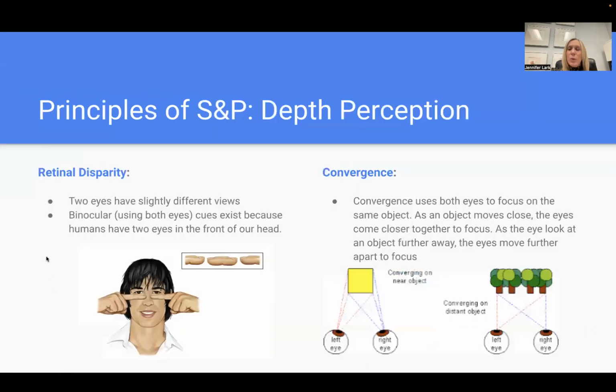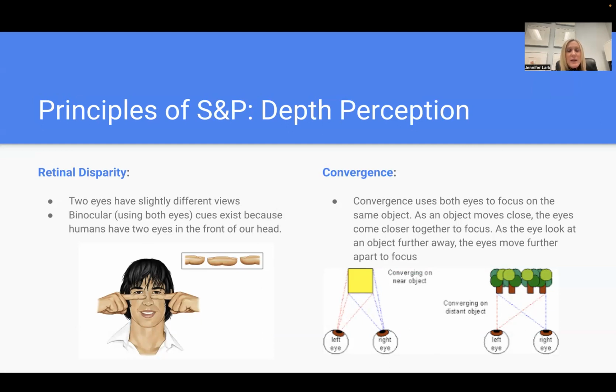Moving forward, we talked about how important depth perception is. If we saw the world in 2D, that would be a problem for us, right? We would fall off curbs, we would have a lot of problems. And so retinal disparity and convergence are two terms that help us understand how we're able to see depth based on having two eyeballs, all right? Retinal disparity is the idea that each of our two eyeballs provides our brain with slightly different views, slightly different input.